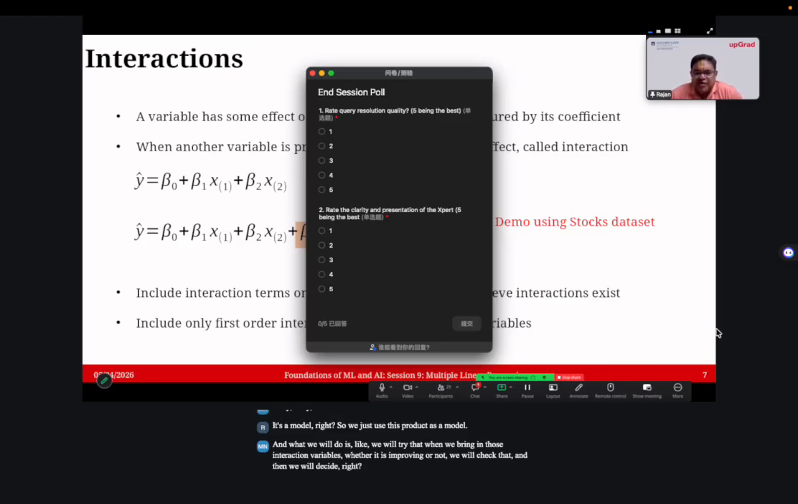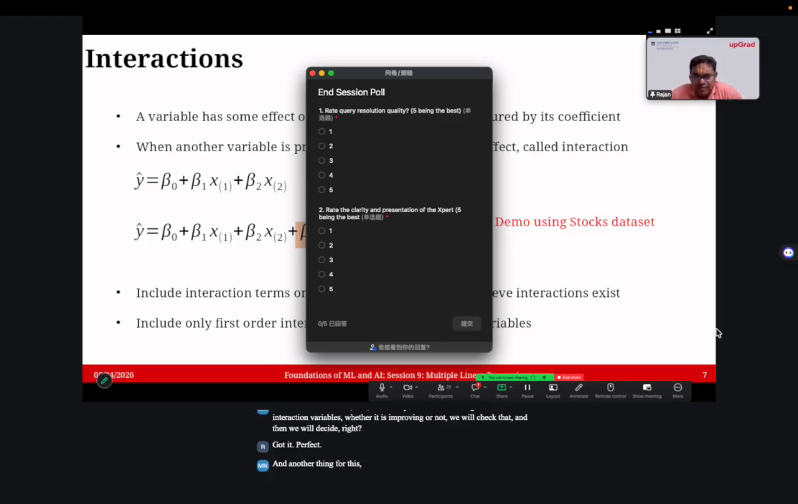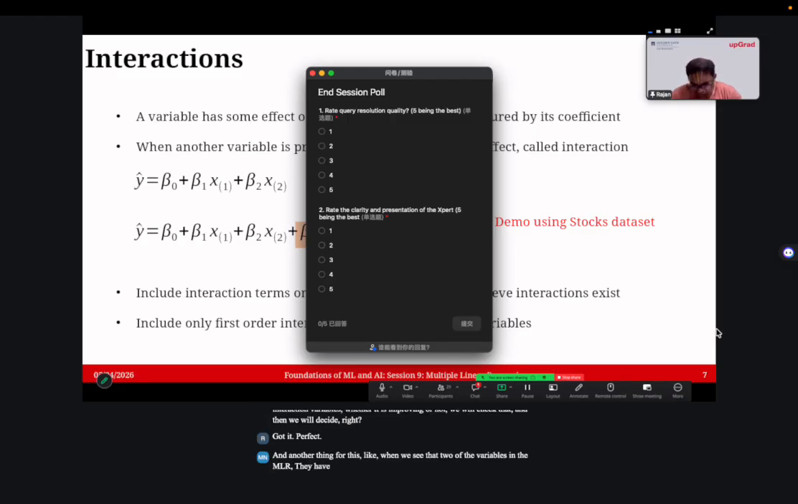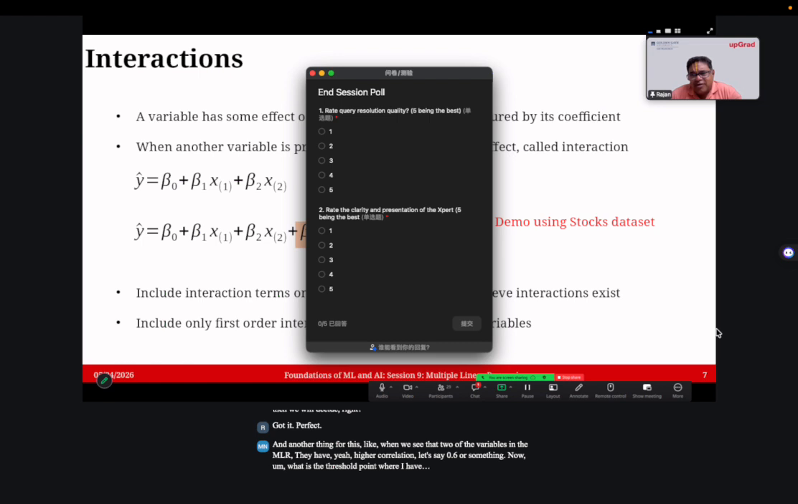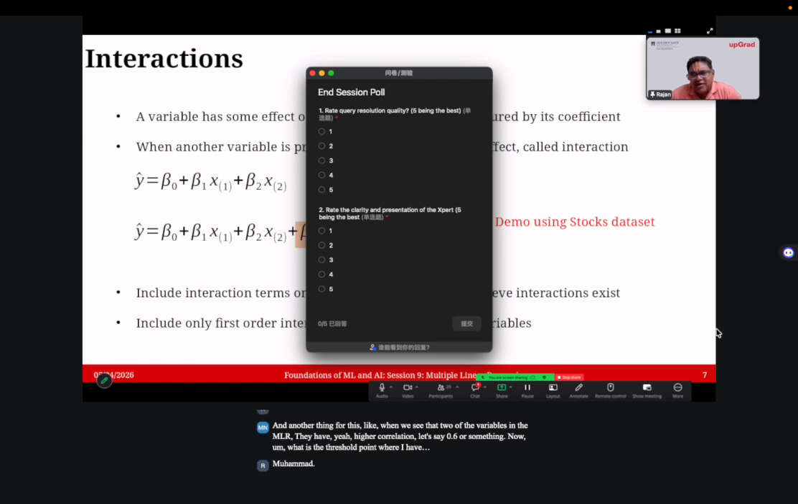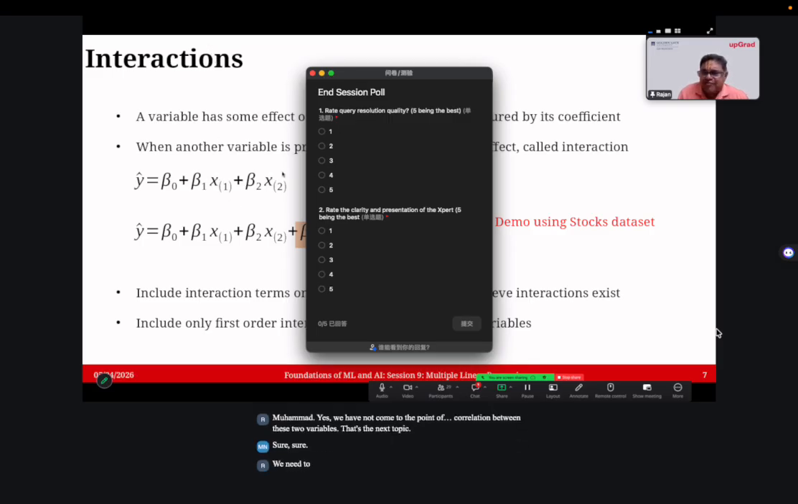Correct. And another thing, Professor, when we see that two of the variables in the MLR have a higher correlation, let's say 0.6 or something, what is the threshold point? Yes, we have not come to the point of correlation between these two variables. That's the next topic. Immediately after this topic. Sure. Okay. So, if possible, we can finish it in the next 10 minutes.